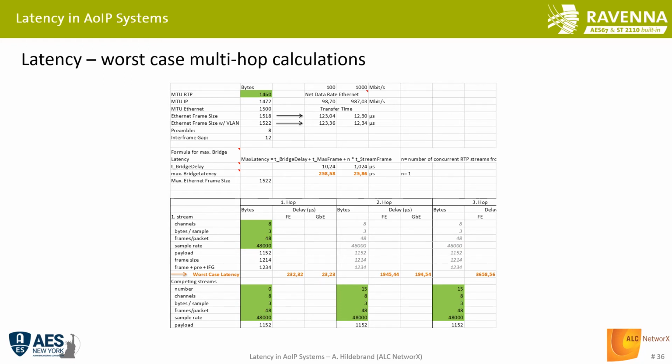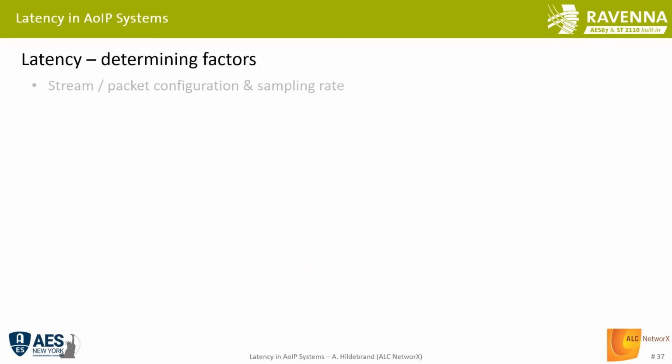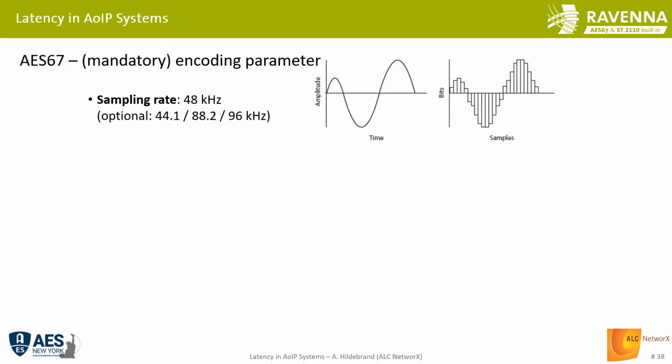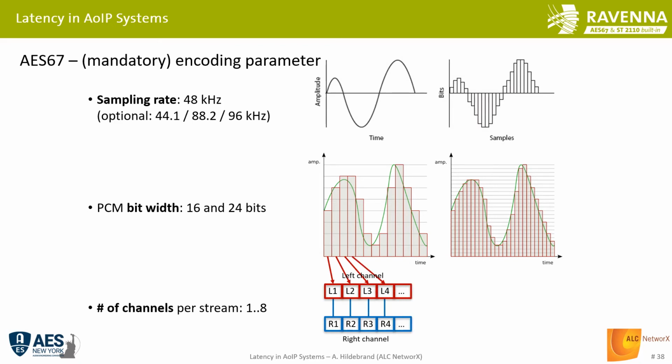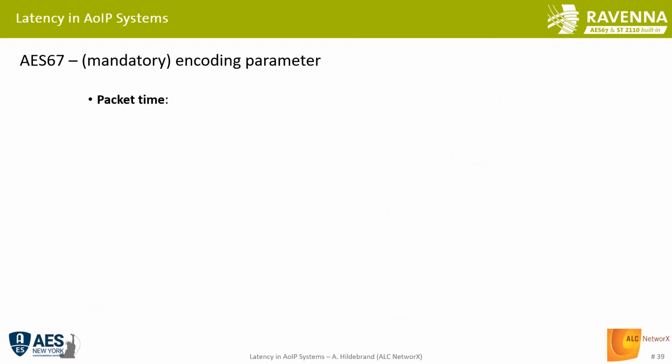So what's next? Well, the stream and packet configuration itself. With traditional audio, we have a sample, it's fed in, it's forwarded, and it's coming out of the system. It's not the case with packet transport anymore, because now it depends on the encoding parameters like sample rate, like the bit width of the PCM audio, the number of channels in a packet. This all determines the packet size at the end. And most important is what we call the packet time. I mentioned that earlier, a few minutes ago. The packet time determines how many frames of audio.